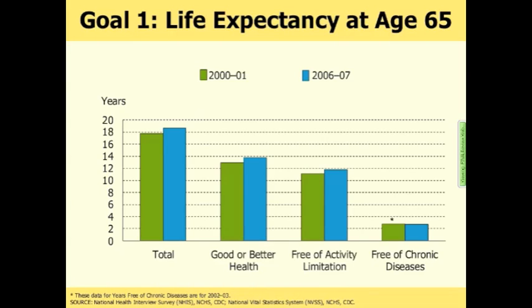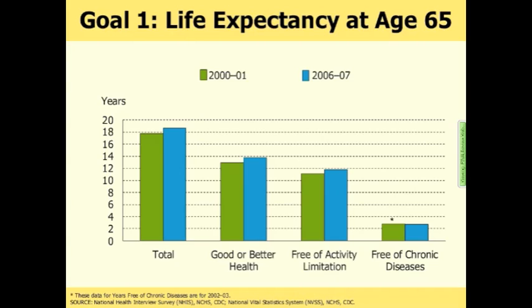So if we go to the next slide, we see that we also analyze this in terms of whether those years are in good or better health, free of activity limitation, or free of chronic diseases. And what we see, there's about 14 years of life remaining in good or better health. Of course, this is on the average again, and about 12 years free of activity limitation. And we can see progress with both of those, in which both of those have gone up since 2000.